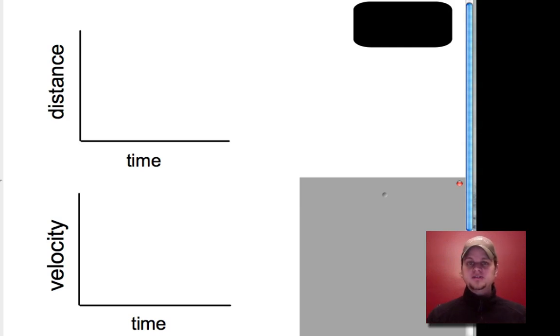Here comes a vodcast that you're probably going to pause a lot on, okay? And that's fine. Use the pause button, okay? But for every object, whether it's standing still or moving nice and steadily or accelerating, no matter what, we can graph three things about it. There are three properties that we can chart.